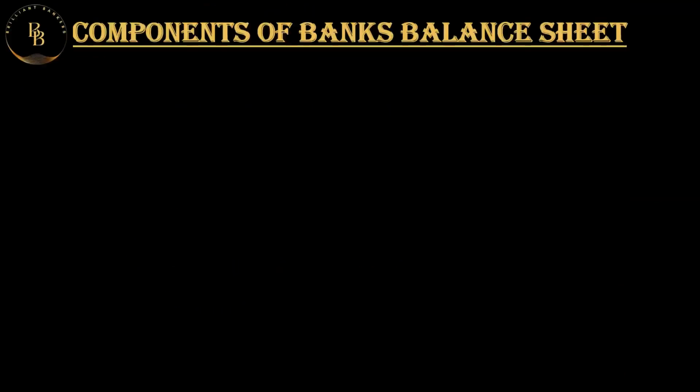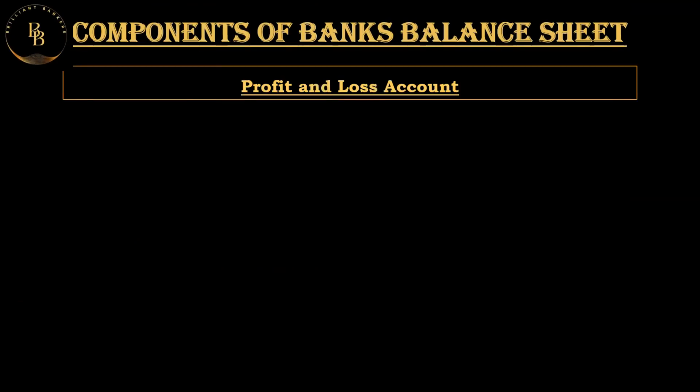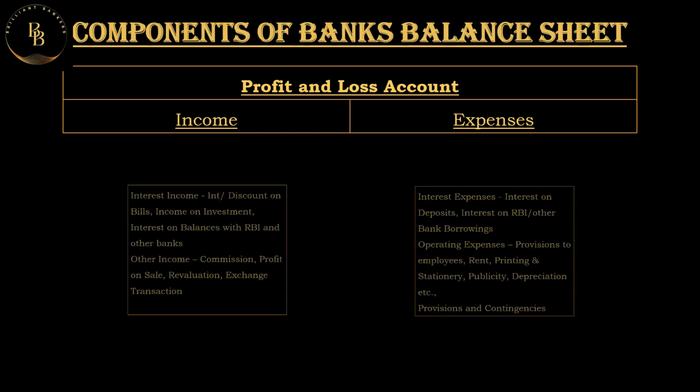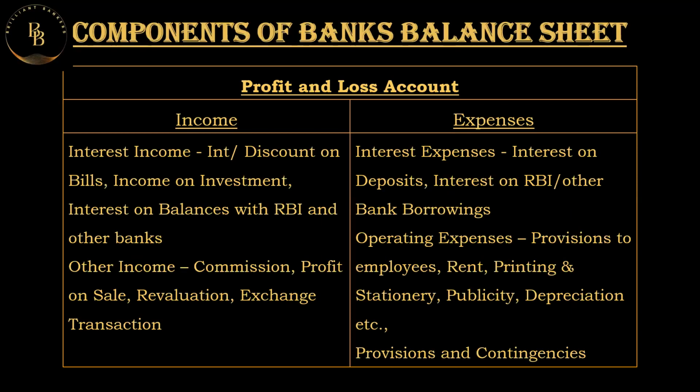Coming to the detailed components, we also have the profit and loss account of the bank. So what does a profit and loss account of a bank show? It has two heads, the income and the expenses. The income includes all the interest income and other income. Expenses include all the interest expended, the operating charges, and the provisions and contingencies in the bank.